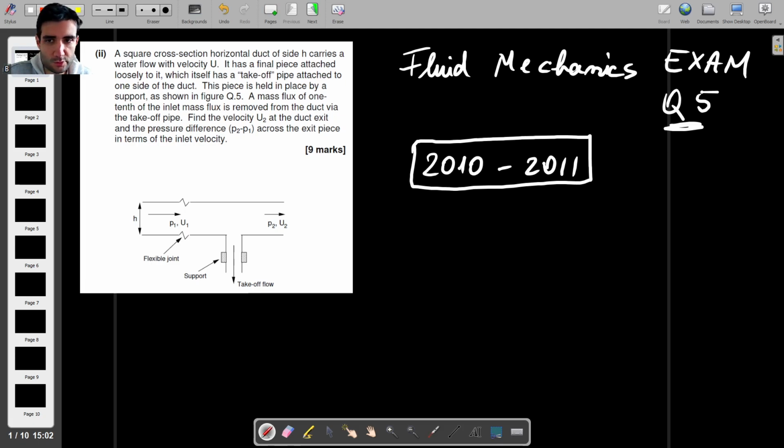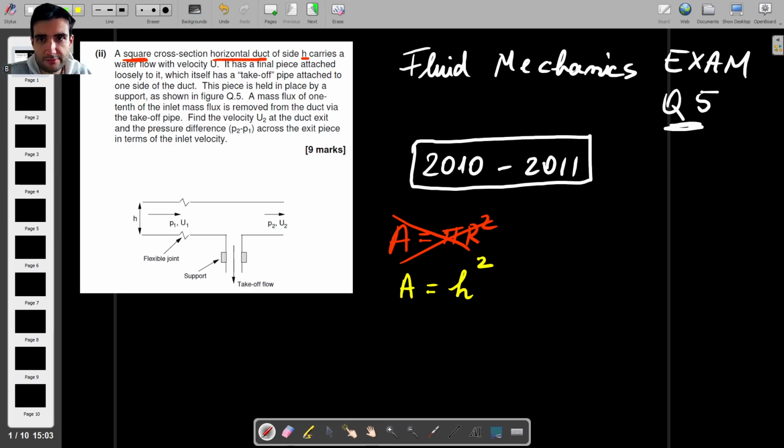So this is what we're looking at. We're dealing with a pipe, or how the question calls it, a horizontal duct of side H. The important thing to note is that the cross section is square. So we're no longer dealing with pi r squared when you find the area of the pipe. In this case, the area is just H squared, the area of the square.